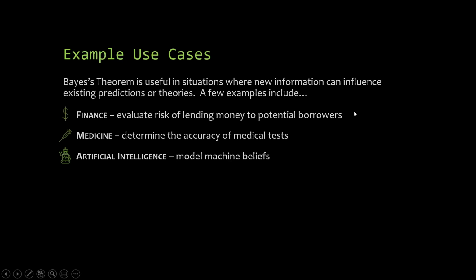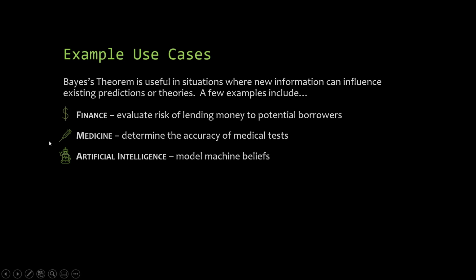So for example, you can evaluate that a certain person has a certain likelihood of defaulting on a loan. If you get new information about this person, it might color your existing prediction. So you should update your prediction based on information you're getting about this individual.